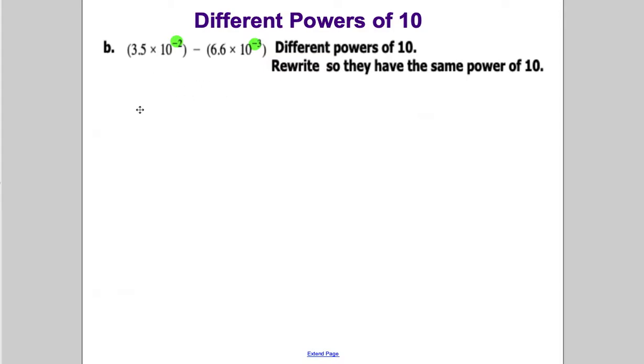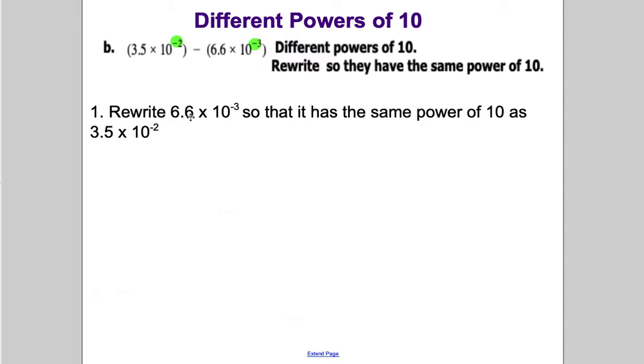Okay? So I'm going to start by rewriting 6.6 times 10 to the negative 3, this one, so that it has the same power of 10 as 3.5 times 10 to the negative 2. Okay, so how do I do that? 10 to the negative 3 can be written as 10 to the negative 1 times 10 to the negative 2. Negative 1 plus negative 2 makes negative 3. So why did I choose this configuration? Because I have a negative 2 power that I'm trying to match. Okay, there's my negative 2 power.